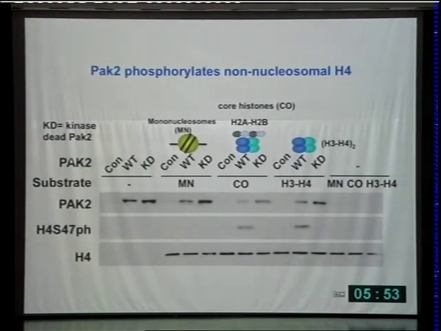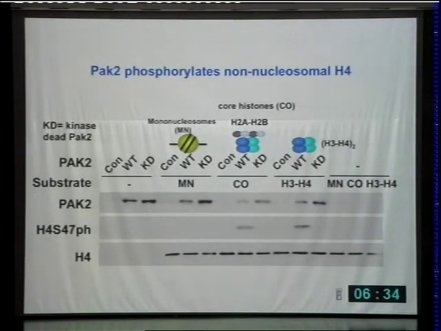We purified wild-type PAK2 and the kinase-dead mutant from 293T cells and used them to phosphorylate three different substrates: mononucleosomes, core histones, and H3-H4 tetramers. You can see that wild-type PAK2 can phosphorylate H4S47, but the kinase-dead mutant cannot. And this phosphorylation only occurs when core histones or H3-H4 tetramers were used as substrates, but not mononucleosomes. These results suggest that phosphorylation of histone H4S47 occurs prior to assembly of H3-H4 into nucleosomes.